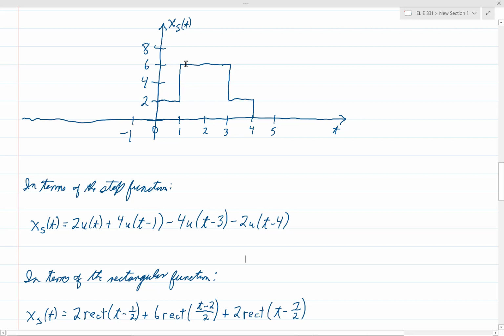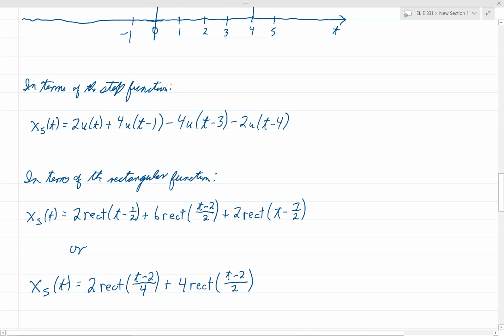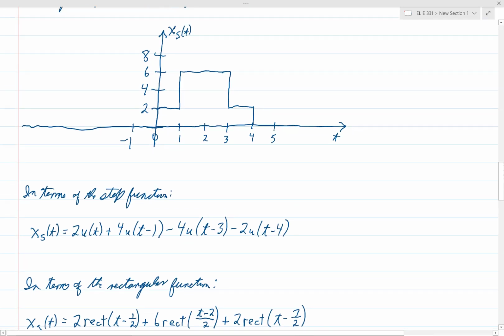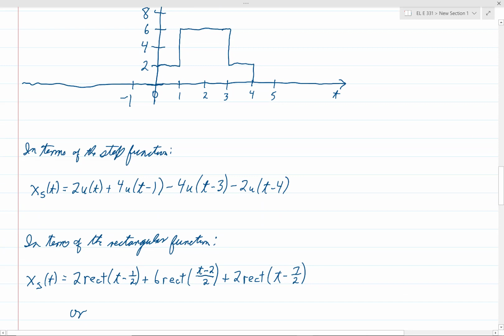So that part has a height of 4. We've already taken care of the bottom portion here, because remember, we included this whole rectangle, so we only need 4 more up here. So we would multiply this by 4. So I think that's an interesting problem to see those two different ways of writing x5 of t in terms of rectangular functions.